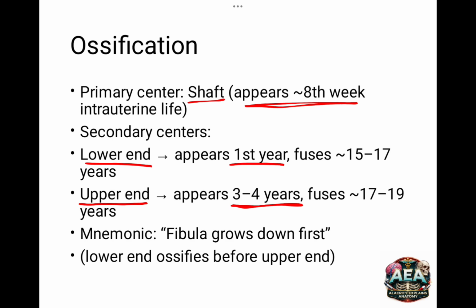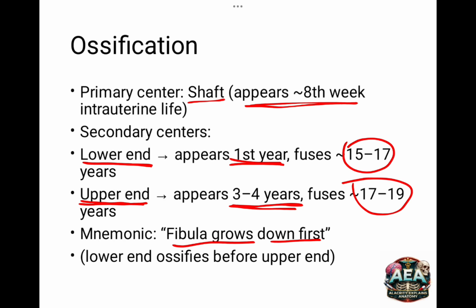So the mnemonic you can use to remember is that the fibula grows down first. Do you understand? Because if you look at the lower end, it appears first in the first year of life, while the upper end appears in the third to fourth year of life. So for this reason, you know that the lower end of the fibula starts ossifying first. The ossification center appears first, and it fuses completely earlier than that of the upper end. So you know that the fibula grows down first.